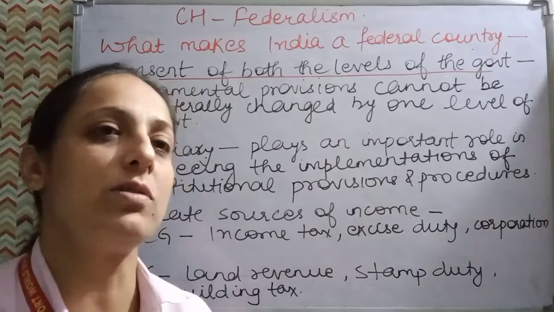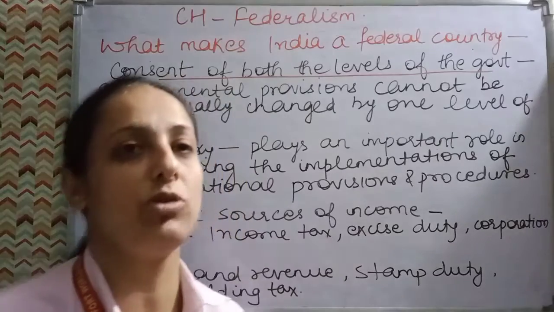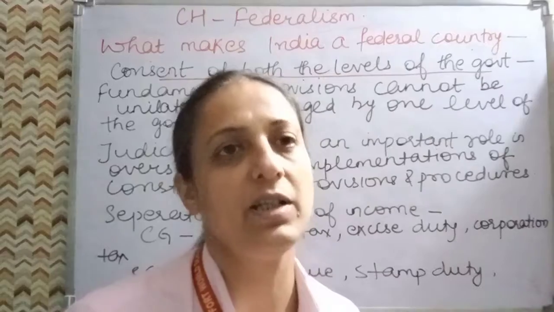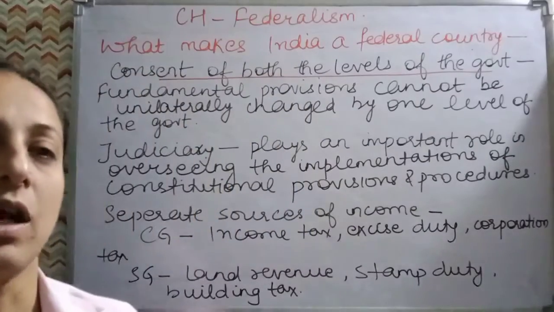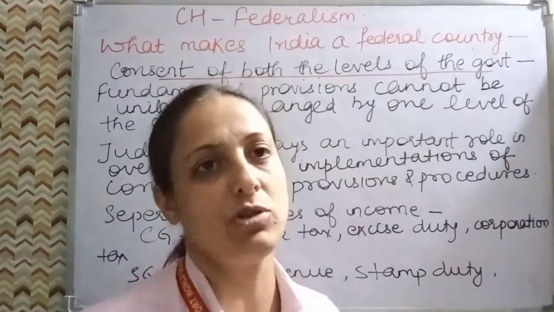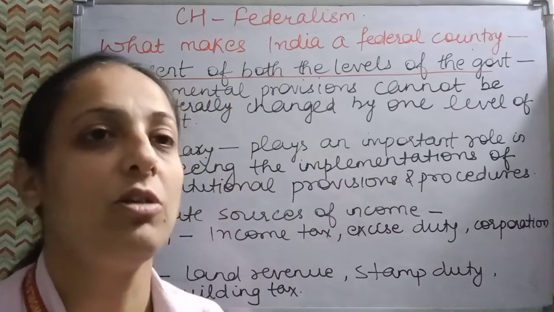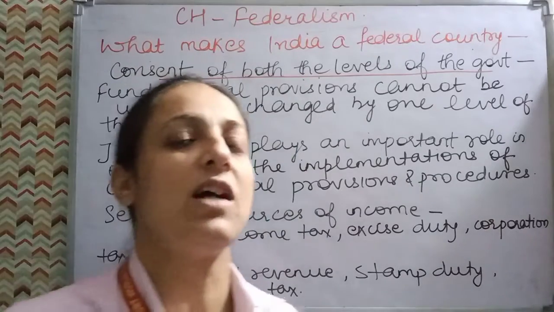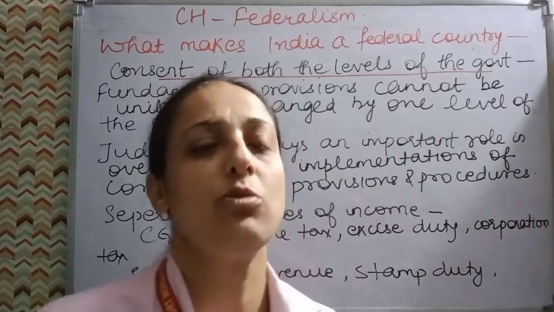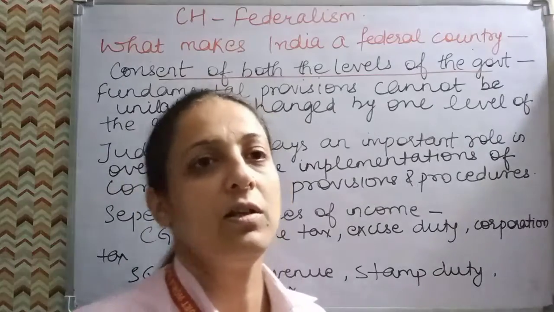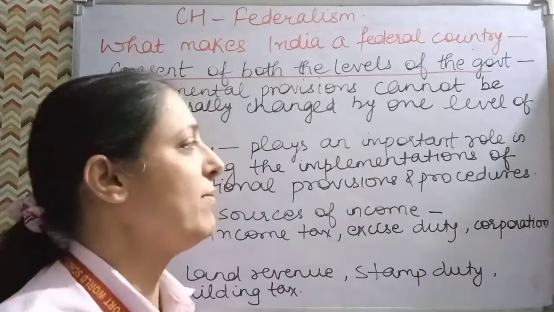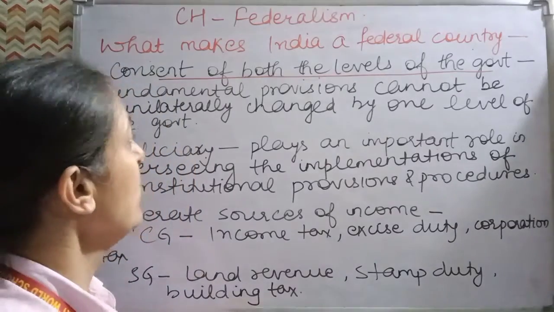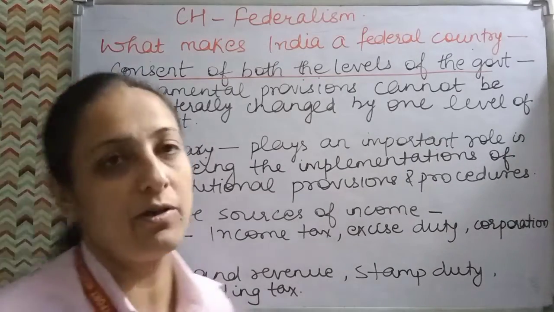First of all, both houses have to pass this by two-third majority. So if any change has to be made in the fundamental provisions, then it has to be passed by both the houses of the parliament by two-third majority. And then after that, it should have the consent of the state governments. At least half of the total number of states should also give consent to this change in the fundamental provisions. Then only the arrangement can be changed. Otherwise, unilaterally, the fundamental provisions cannot be changed.